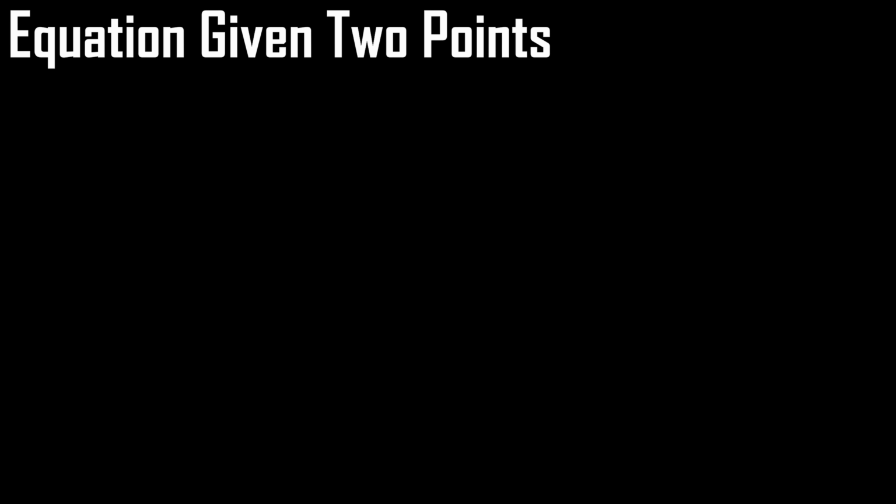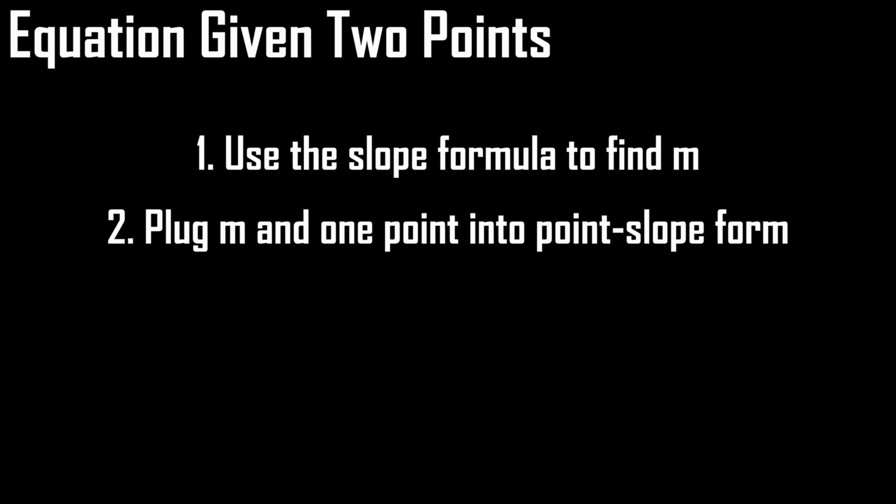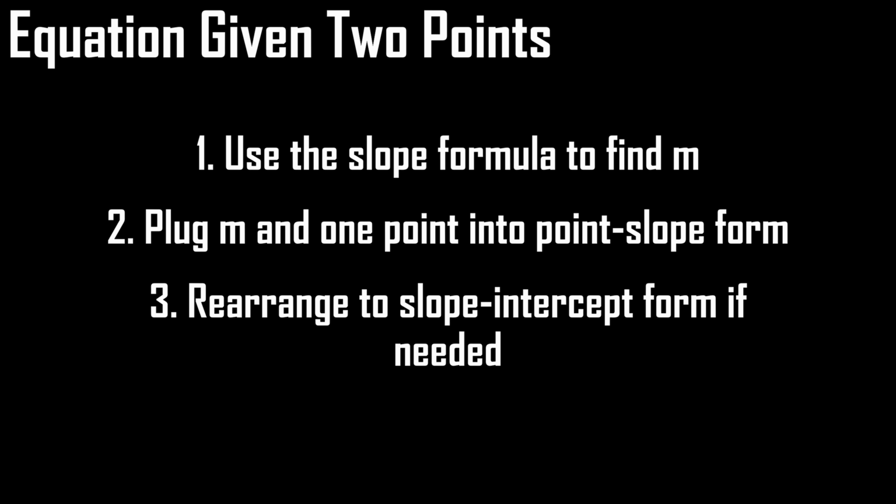So now that we understand slope, point-slope form, and slope-intercept form, we can now find the equation of a line when we're given 2 points. There are 3 steps for this. First, we're going to use the slope formula to find m. Then we're going to plug m and 1 point into point-slope form. Then we can rearrange to slope-intercept form if needed. So let's do some examples.